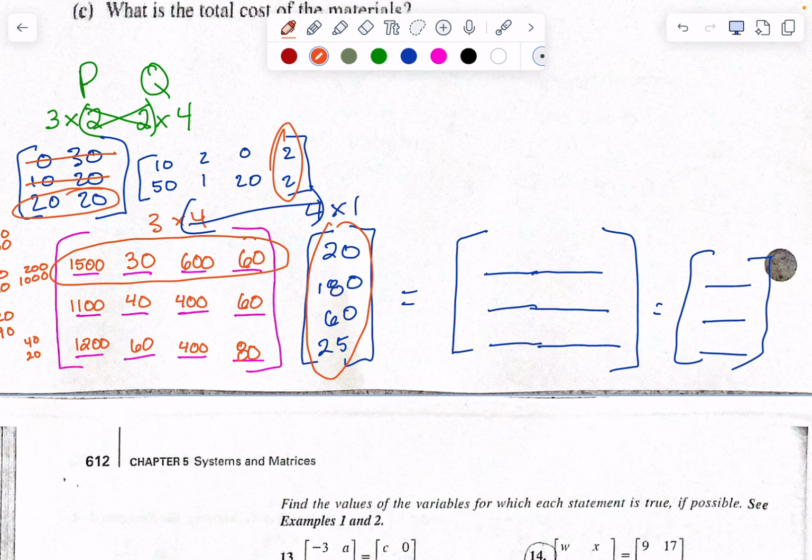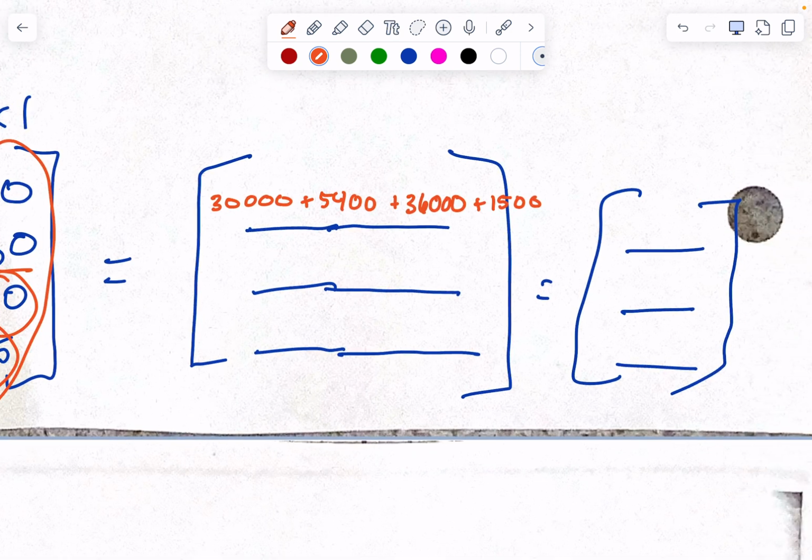So 1,500 times 20 is 30 with 3 more zeros on the end of it, right? 30 times 1,800 is 54 with 2 zeros, plus 60 times 600 is 36 with 3 zeros, and 25 times 6. 6 times 25 is 150 with another 0. Holy moly. I can't do that. I'm confused because why do you have 30,000?